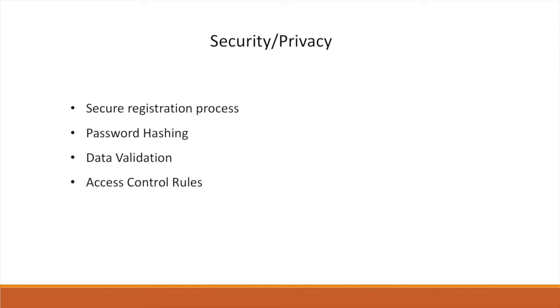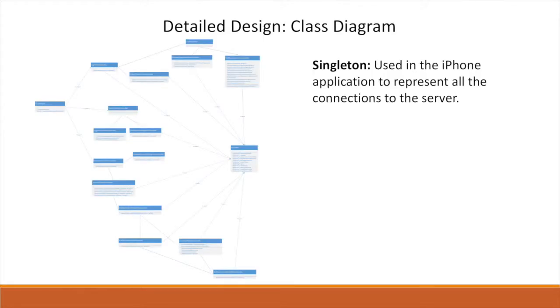Our security and privacy features on our system include a secure registration process, password hashing when we save it on the database, data validation throughout the entire project, and access control rules. Here you can see our class diagram. You can also see that the major design pattern that we used in our project was singleton.